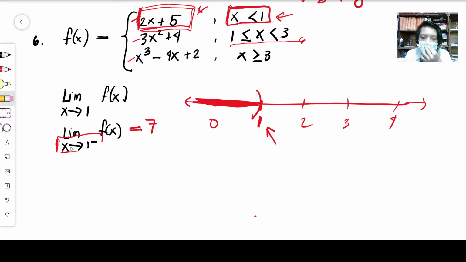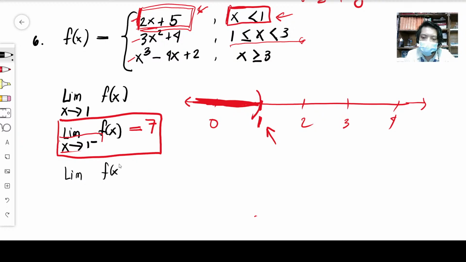Okay. So take note, this is the left-hand limit. How about the right-hand limit? So we have here the limit of the function, the same function, as x approaches 1, coming from the right. Okay, let us try to solve this.